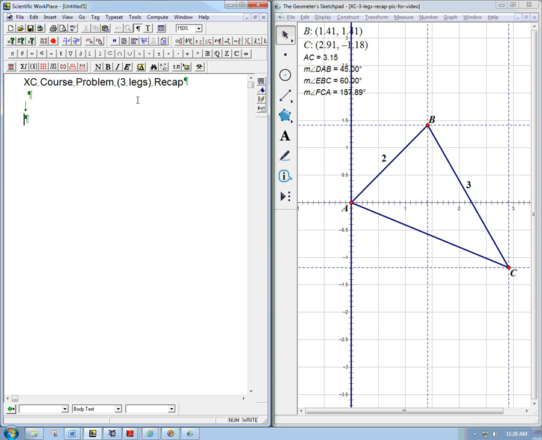Let's look at how we did this cross-country course problem with 3 legs. We got a quick recap at the end of class, but let me go through it one more time. It won't take too long. We had 2 ways of doing the problem, and the original way people came up with was the most successful way: to use law of cosines on this triangle.